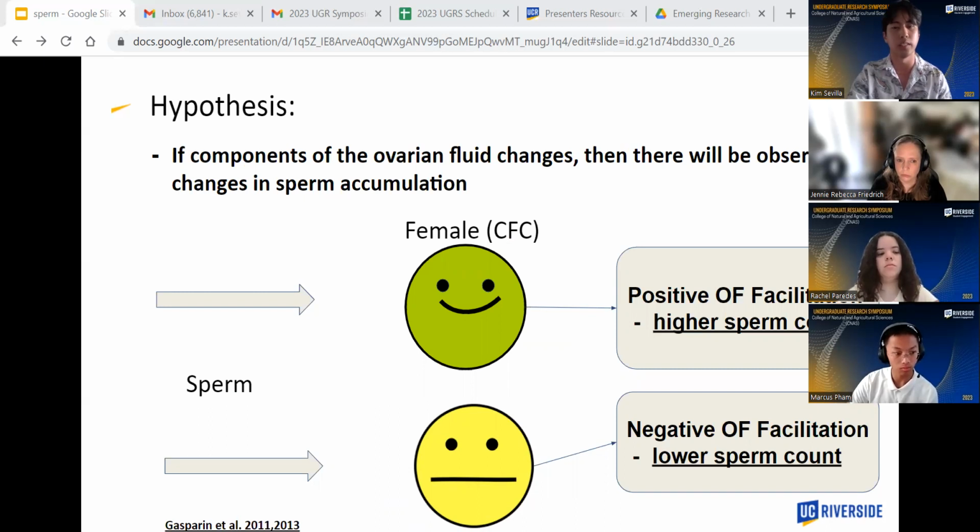Here is another diagram to represent my hypothesis. If sperm gets inside a receptive female, depicted here as a happy face, then there will be positive ovarian fluid facilitation, resulting in a higher sperm count in the fluid. On the other side, if sperm gets inside an unreceptive female, depicted by this face, then there will be a negative ovarian fluid facilitation, resulting in lower accumulation and therefore lower sperm count.